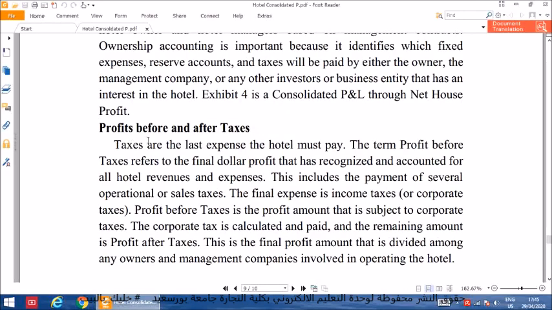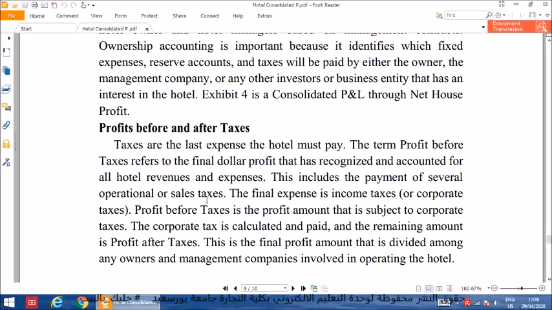Profit before and after tax. Taxes are the last expense the hotel must pay. The term profit before tax refers to the final dollar profit that has recognized and accounted for the hotel revenue and expense. This includes the payment of several operational or sales taxes.